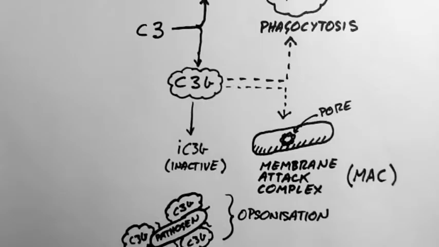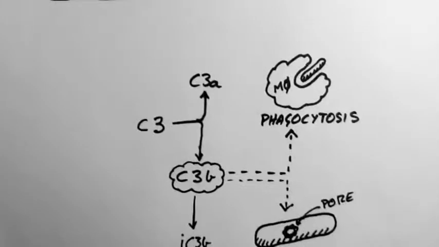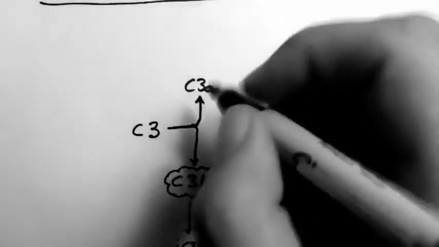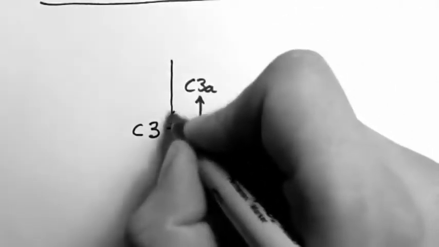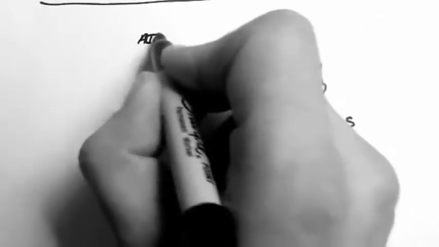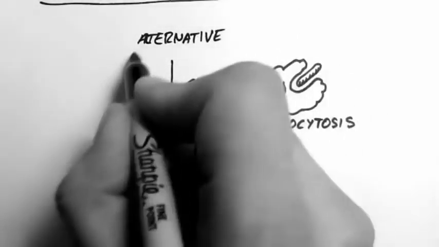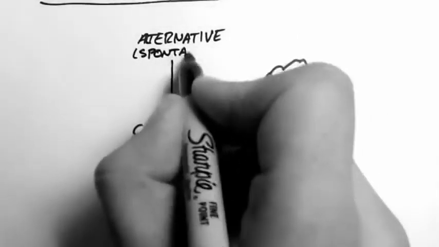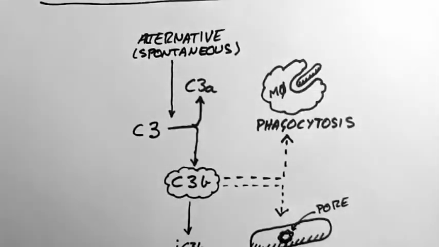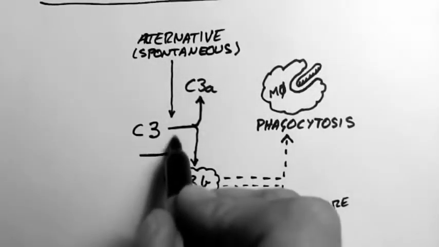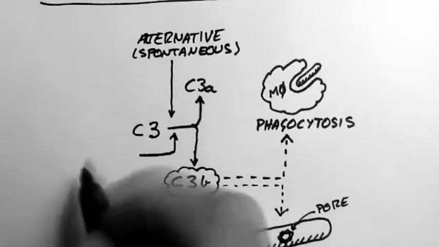So the next complexity to complement is how C3 is activated to convert into C3b and C3a. Now there's three different pathways by which this can happen. The first one we'll consider is called the alternative pathway, and it's just basically a spontaneous tick over of C3 conversion to C3b and C3a.